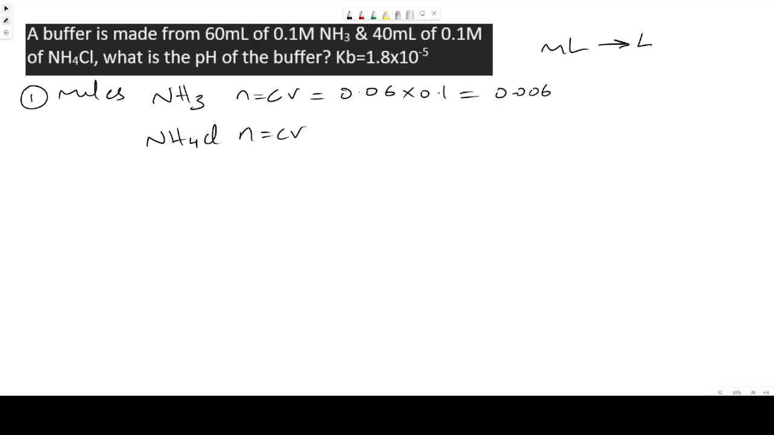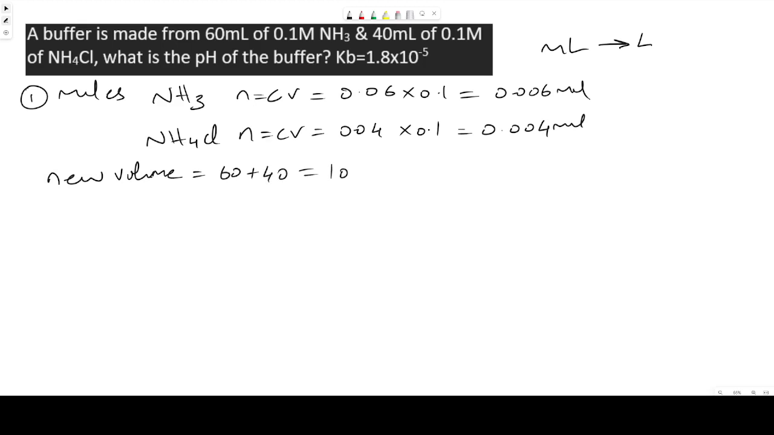Same thing for ammonium chloride. n = CV. This is 0.04 times 0.1, which gives us 0.004. Remember, these are the number of moles. Now the new volume is going to be equal to 60 plus 40 milliliters, which gives us 100 milliliters. Converting that into liters is 0.1 liters.